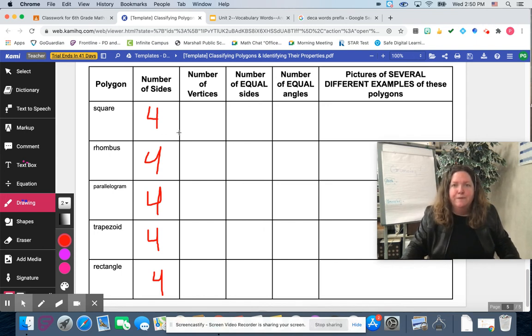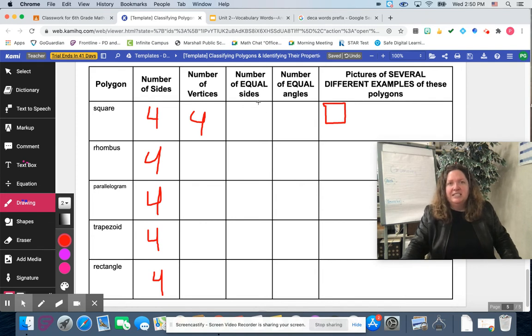How many vertices do they have? I hope you remember that vertices are the points where the lines meet. So there's 4 sides. How many vertices do they have? 4. Remember, vertices is the plural of vertex. So they've got 4. Let's go over here and draw a square. There it is. So you see the sides and you see the points.